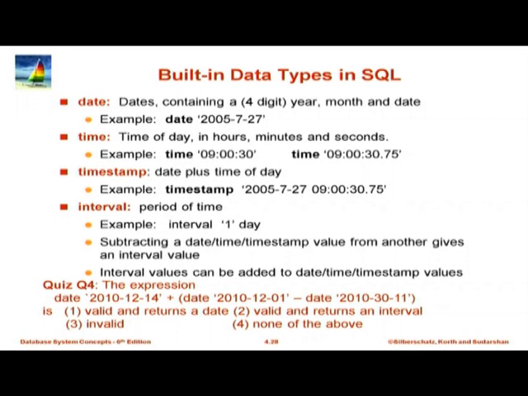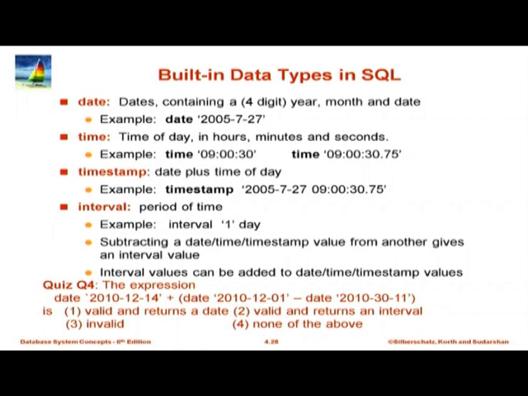We had date, time, timestamp. Each of these has its purpose. Date is when you don't want a time within the date, just the date. Time is when you want a time within the day, but not the date. A timestamp, which is a combination, date plus time of day. And the last one in this list is interval, which is a time interval. That is, it's not saying that the time interval is between this time and that time. The time interval says 1 hour or 35 days or whatever.